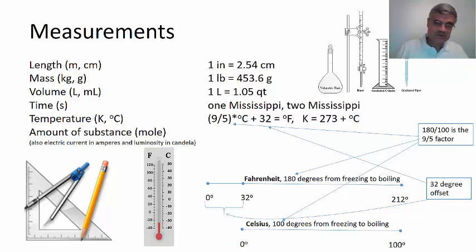The basic types of measurements are shown on the left: length and mass and time and temperature, amount of substance, electric current, luminosity. We won't deal with the latter two very much. And one of the derived measurements would be volume, which is really an extension of length. We measure length now in meters and centimeters. We measure mass in kilograms or grams, volume in liters or milliliters, time in seconds, temperature in Kelvin or degrees centigrade, the amount of substance in a mole.